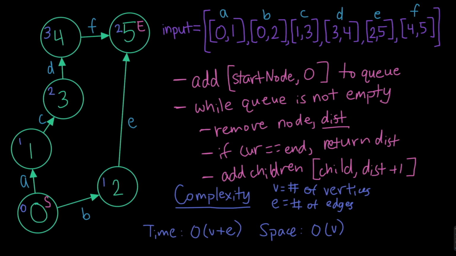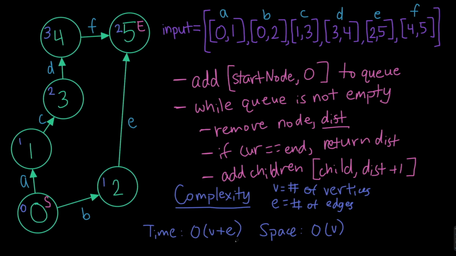So in terms of the time complexity, the v comes from the fact that every node in the worst case scenario is going to be added to the queue at some point. Because there are a total of v nodes, and adding to the queue is constant time. So that's where the v comes from.